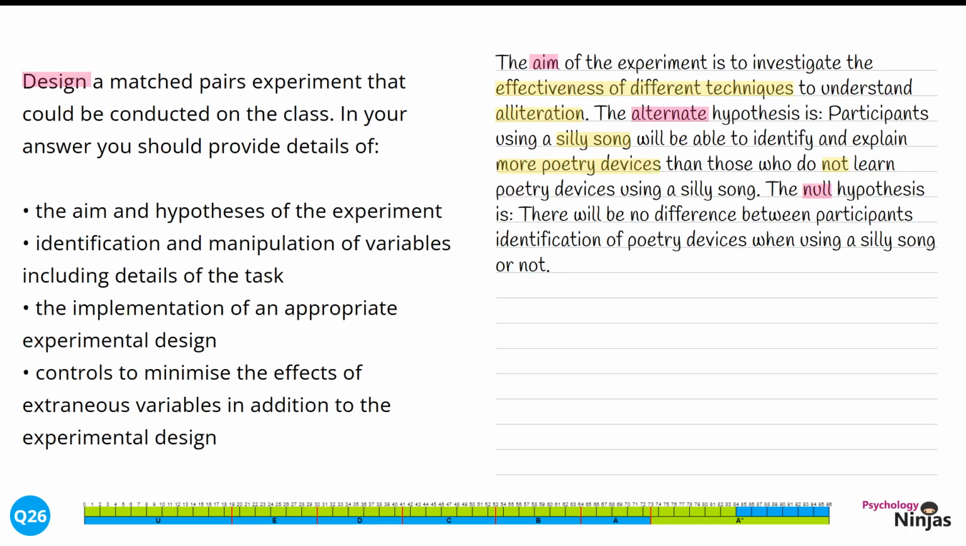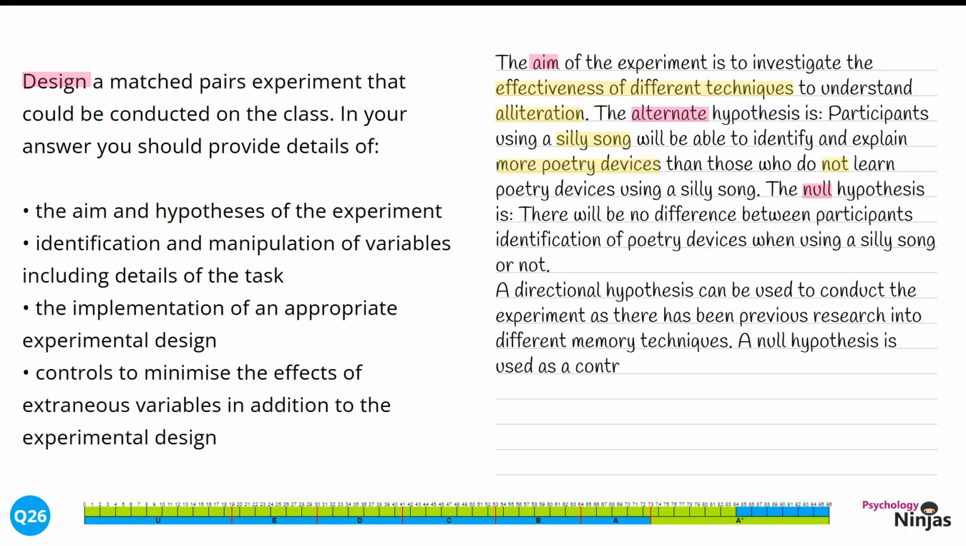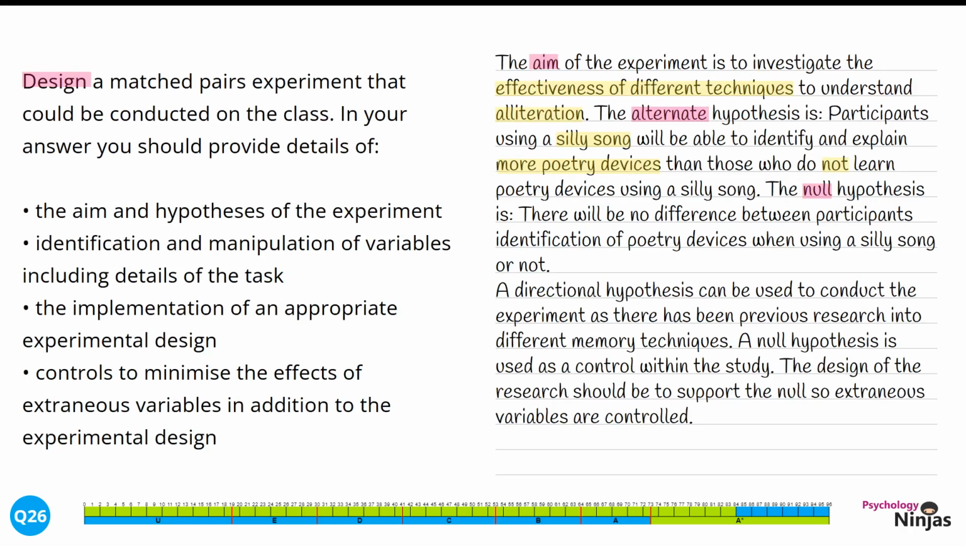We're then going to justify our choices. A directional hypothesis can be used to conduct the experiment, as there has been previous research into different memory techniques. A null hypothesis is used as a control within the study. The design of the research should be to support the null hypothesis, so extraneous variables are controlled.